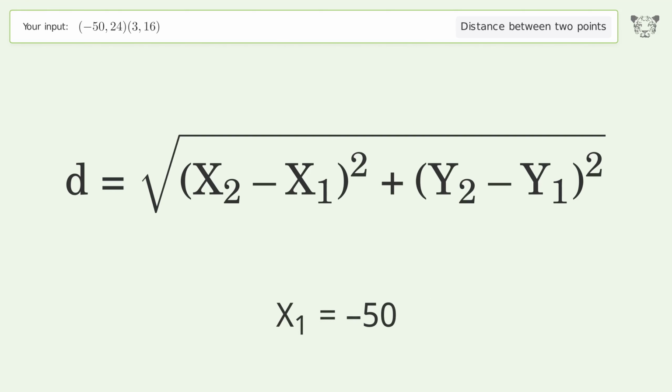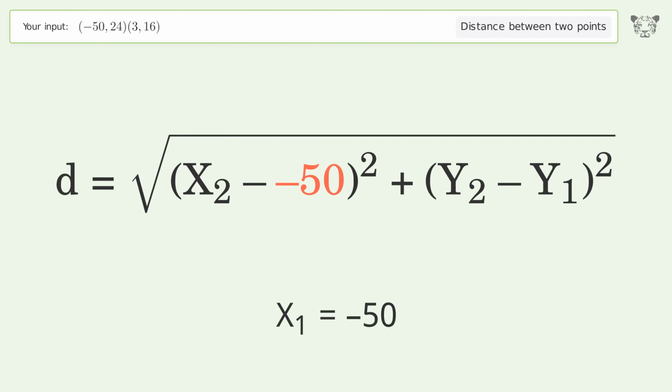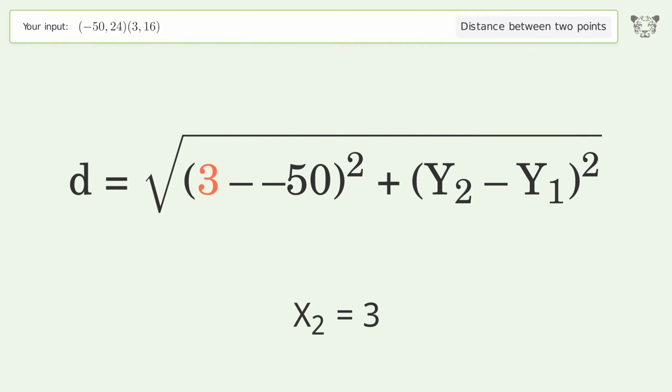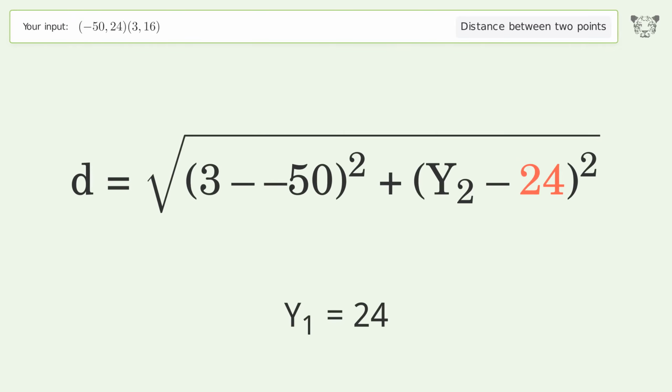x1 equals -50. x2 equals 3. y1 equals 24. y2 equals 16.